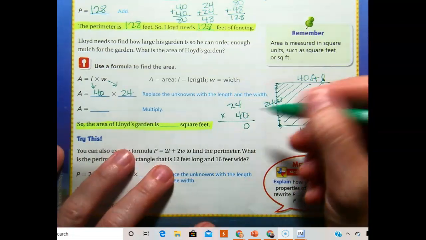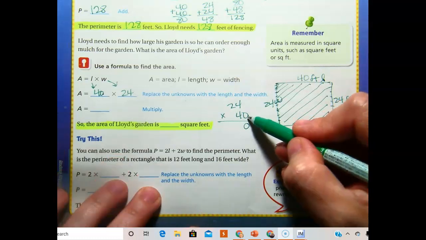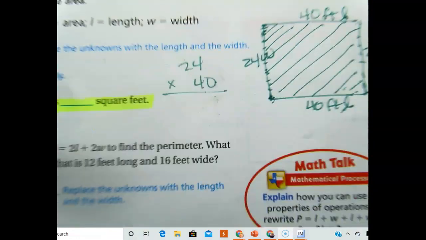Anytime you multiply by tens, Sophie, shh, hush. Sorry, my dog, she's chasing birds. Let me go close the door.